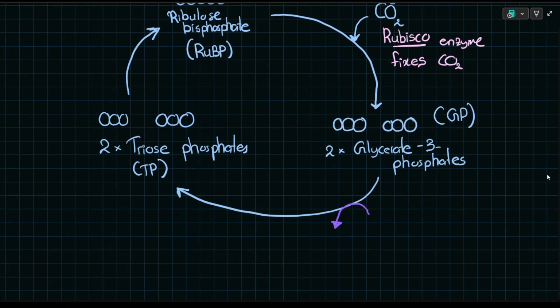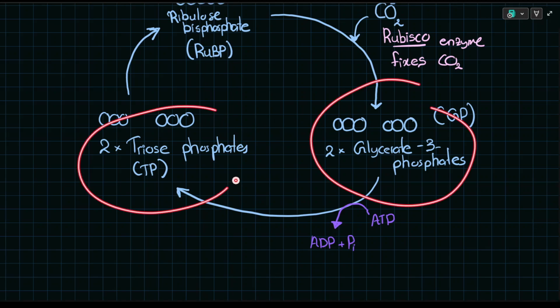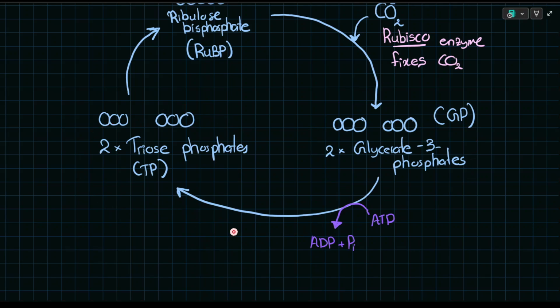Now, this is why that ATP is brought here. That ATP is now utilized, so it's broken down. When ATP breaks down, we once again get adenosine diphosphate and an inorganic phosphate, ADP plus Pi. So you see this process requires energy. Conversion of GP to TP requires energy. We have to use an ATP molecule.